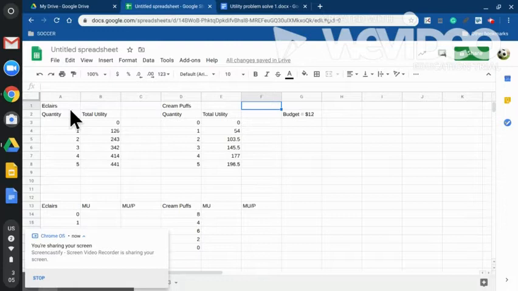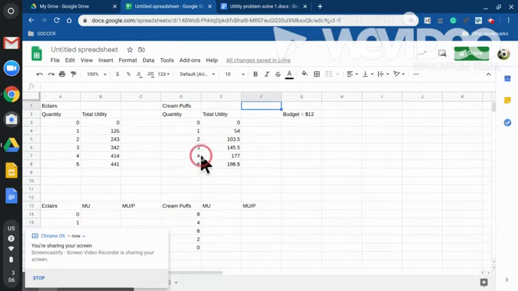This table gives total utility that Jamal derives from the consumption of eclairs and cream puffs. Jamal has $12 to spend on these two confectionery goods. The price of an eclair is $3, and the price of a cream puff is $1.50.